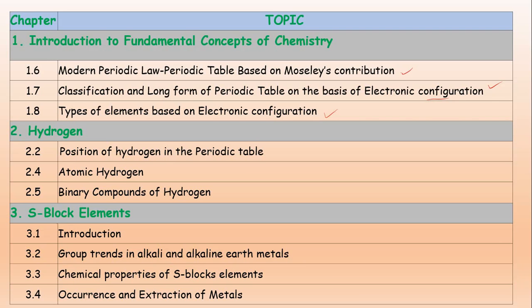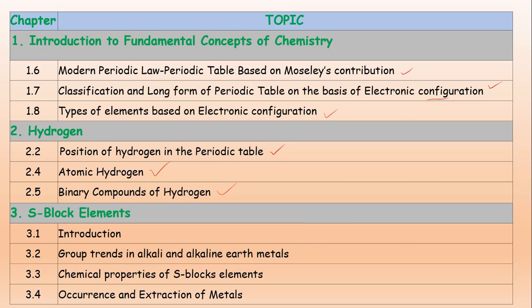Number 2 is hydrogen, chapter number 2. Number 1, a very important topic, is that the position of hydrogen in the periodic table will be assessed. Then atomic hydrogen, what is atomic hydrogen. Then the last one is binary compounds of hydrogen. So these are the three topics which we have to discuss in chapter number 2.